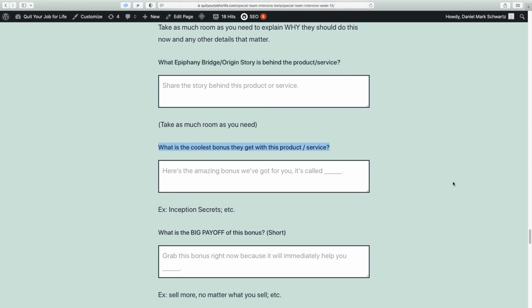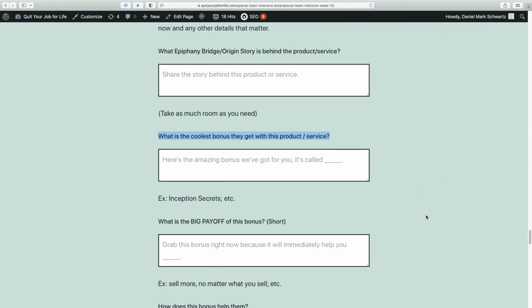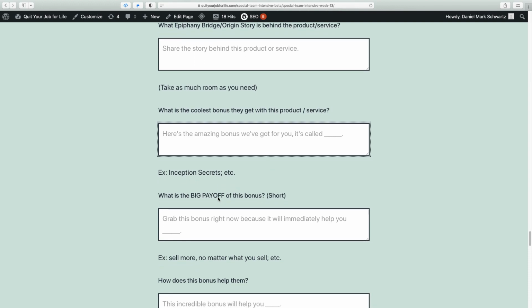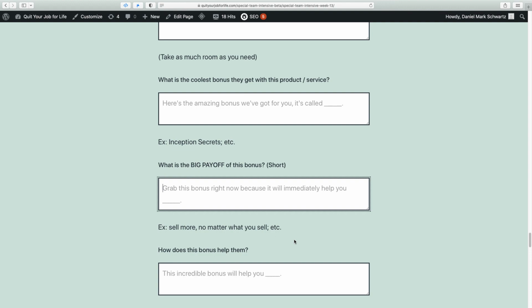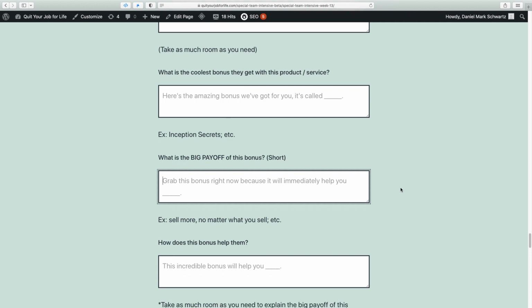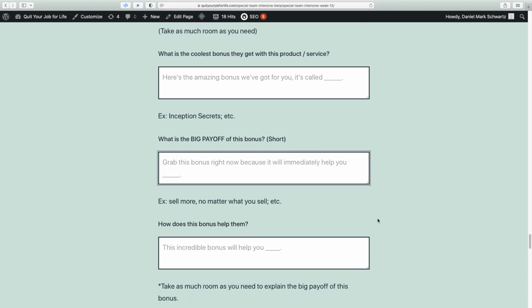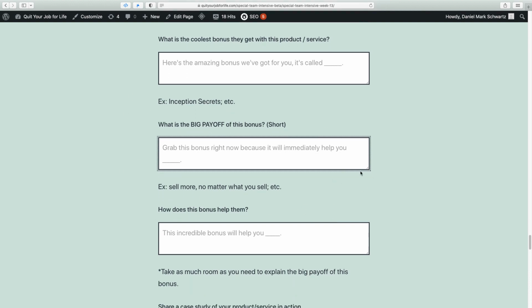Here, what's the coolest bonus to get? So choose one of the 5 bonuses and just put the name in here. And then the next question is, what's the big payoff? So now you're just selling them on this bonus. Why is it cool? What are they doing with it? So just a few sentences here about what the benefit of that bonus is.